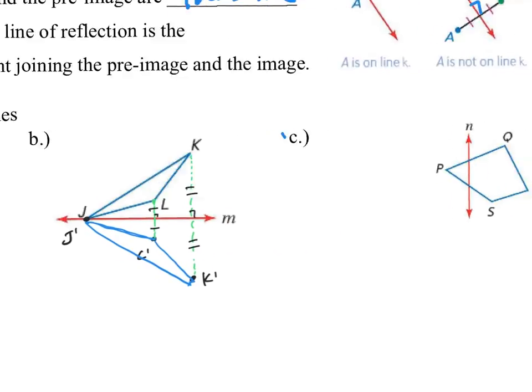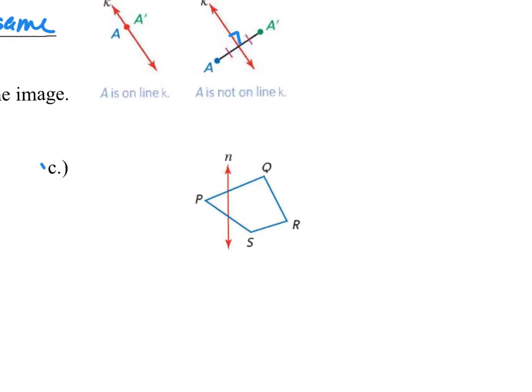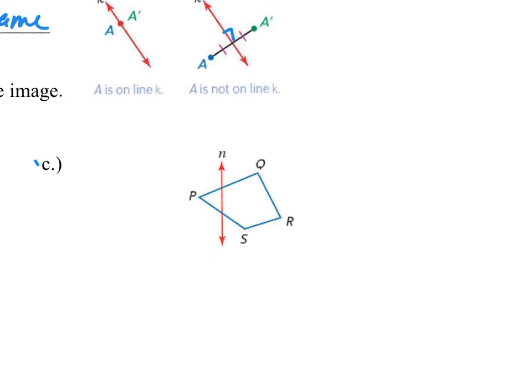Okay, let's try example C. Now this one's going to be a little bit different because we can see how we'll have P flipping over line N to the right, and then Q, R, and S will all flip over to the left. So I'm going to start by placing P where I think it ought to be. So right about here, we're going to call that P prime. And then Q prime would be over here, Q prime.